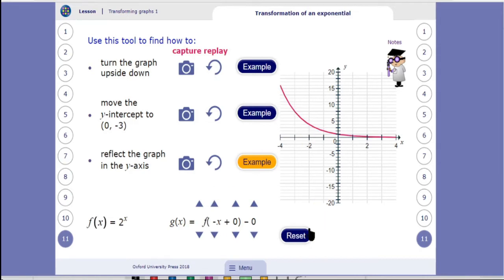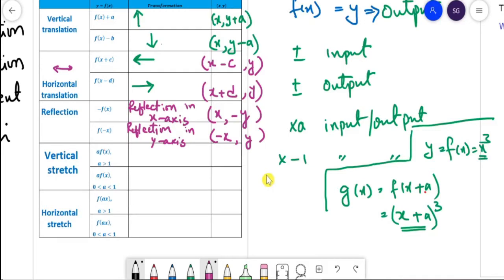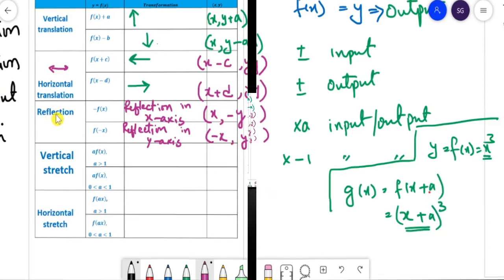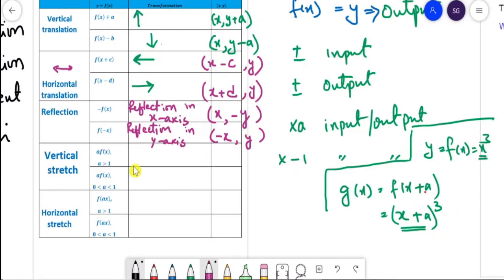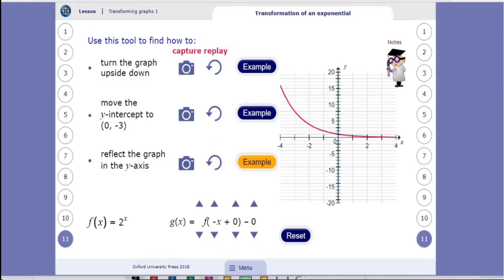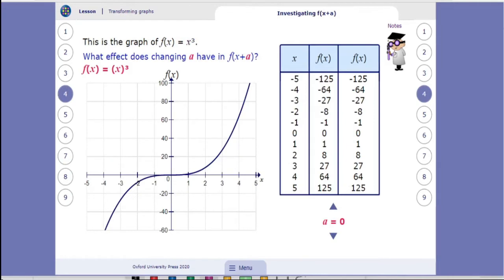So guys, I hope the first 4 transformations are quite well understood. That is translations and reflection. Now the next phase of the transformations is vertical stretch and horizontal stretch. So we will again use this IMath site, which is quite helpful for us right now. And let's see what happens.